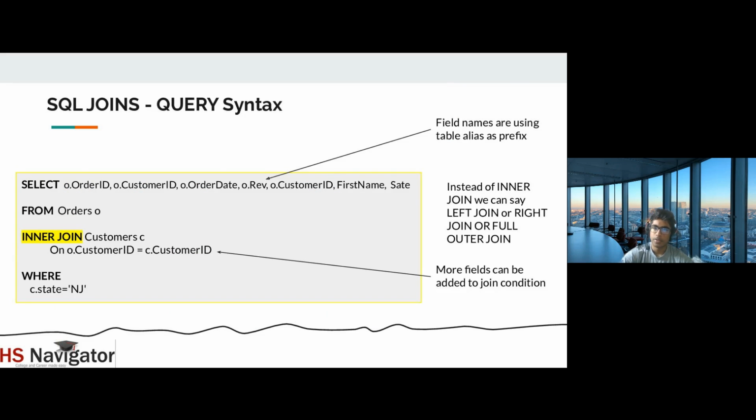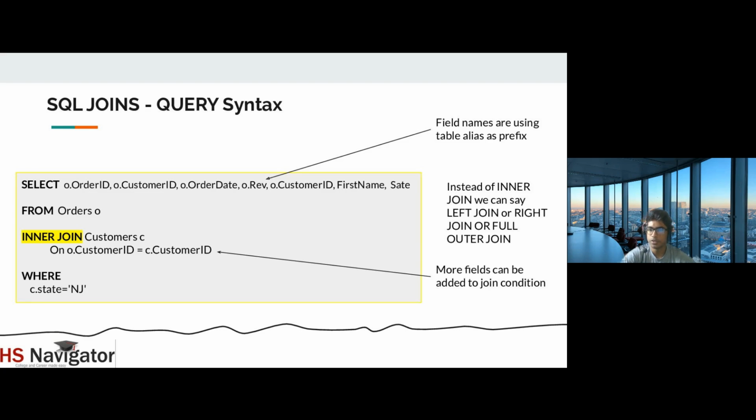Now I'll be looking at the joins query syntax. First, we can use field names that use table aliases as a prefix. As you can see here, we can select those such as O.order ID, O.customer ID, and so on. From orders, we'll write FROM orders O. Now we'll be using the inner join.